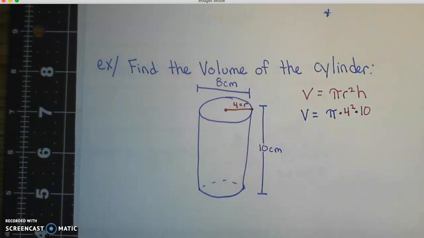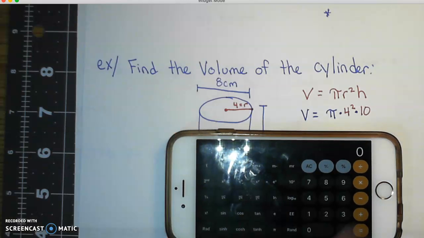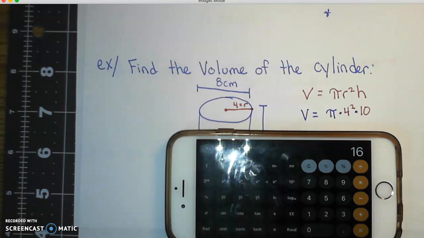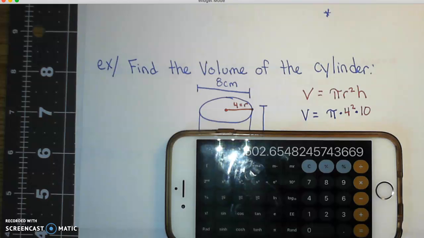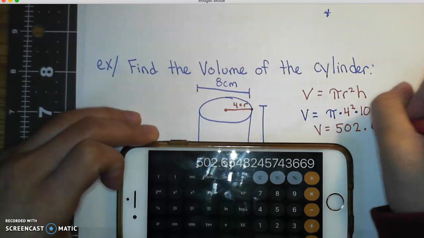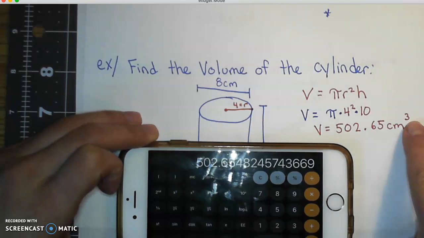Just so I can show you that you can do this on your calculator, right here, on your phone calculator, here is the pi key, right on the bottom. I'm just going to do pi times 4 squared times 10. And my answer is the volume equals 502.65 centimeters cubed. Volume is units cubed.